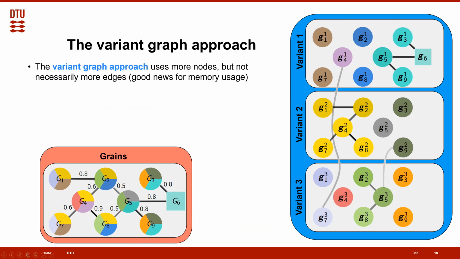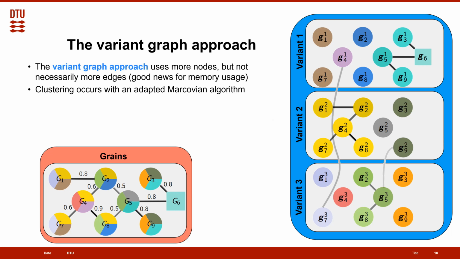So the variant graph approach uses a lot more nodes, as I already showed you. Here with 3 variants, it's 3 times as many nodes. And that, of course, could make you a little bit worried about computational efficiency. But the good news is that we don't necessarily need more edges. We'll show later there are more edges than in the grain graph, but not 3 times as many, because we only connect parent variants that have a high likelihood of not being completely unrelated to each other. And this amount of non-zero edges is what is proportional to the memory usage. So it is actually feasible to run this algorithm.